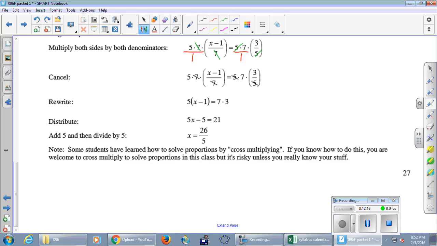But it will get you to exactly the same place if you do this cross multiply technique. Just make sure you do it carefully.